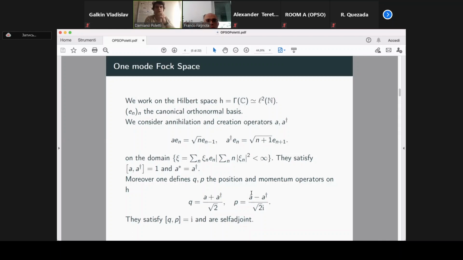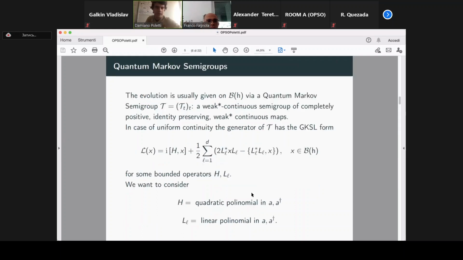On this space, we usually consider the observables, namely bounded operators. And as this is a conference about semigroups, what are the semigroups we consider? Of course, the evolution is given on, as I said, observables, meaning bounded operators on a Hilbert space. And the evolution is given by a quantum Markov semigroup, which is, of course, a weak star continuous semigroup of completely positive identity preserving normal maps. And usually, in the case of uniform continuity of T, not just weak star continuity, the generator of the semigroup has the GKSL form, and it can be written in this very well-known form, with H the Hamiltonian self-adjoint operator and the L_l the Kraus or noise operators, which are also bounded.